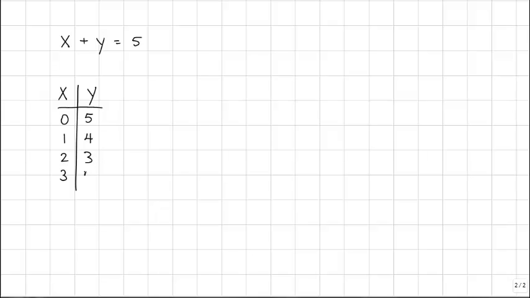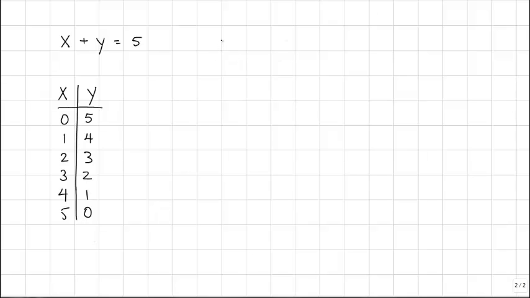And you can see you can generate some points quite quickly here. If x is 3, y just has to be 2. If x is 4, y can be only 1. And if x is 5, y just has to be 0. Now, I've picked positive integers, but there's no reason why we couldn't have picked some fractions or decimals. And there's also no reason why we couldn't have picked some negative numbers. x could be -1, y would be 6, as an example.